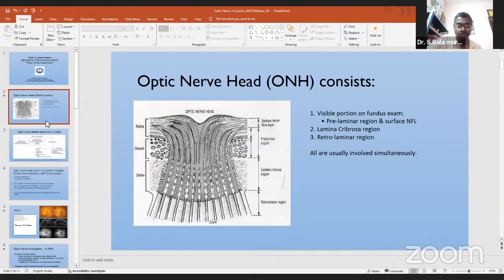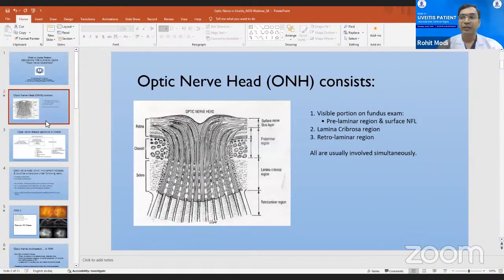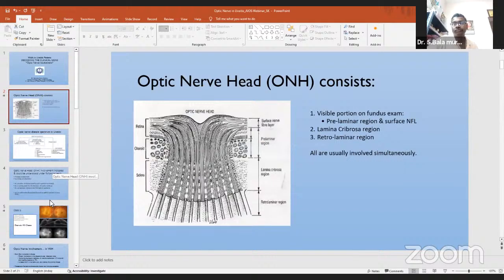How would you differentiate between optic nerve swelling due to uveitis and other potential causes such as papilloedema or optic neuritis?